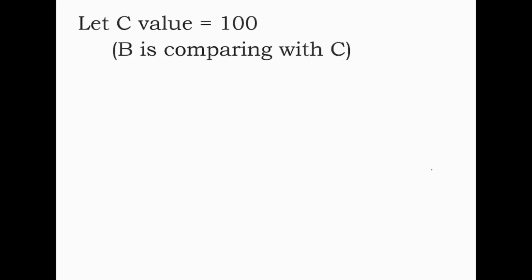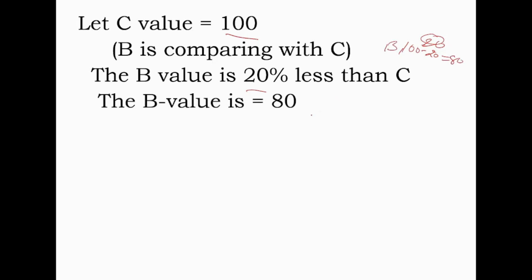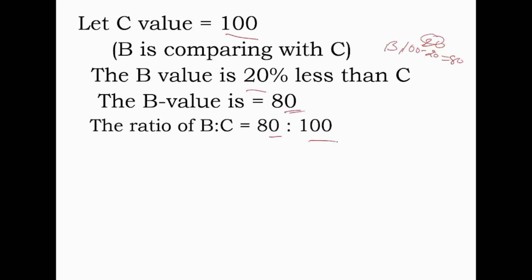So A by B equals 140 by 100. And the second piece of information: if you compare B with C, C is considered to be 100 and B value is 20% less than C. For 100 it is 20 less, that means B value is 100 minus 20, that's why B becomes 80. The ratio of B is to C: B equals 80 and C equals 100. 80 is to 100, or B by C equals 80 by 100.